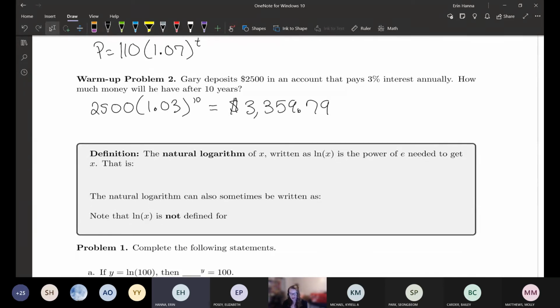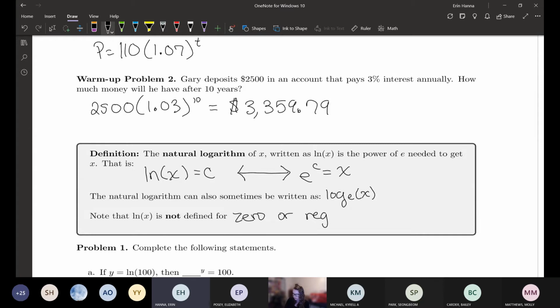So the natural logarithm of x, which is written as ln, that's an L, not a capital I. ln of x is the power of e, so remember e is a number, needed to get x. What that means is if we have the natural log of x equal to some c value, that equivalently means e to the c is equal to x. So it's the power of e needed to get x. The natural logarithm can sometimes also be written as log with a little e and then x. And note that the natural log is not defined for 0 or negative numbers. If on your calculator you try to plug in natural log of 0 or natural log of -2, it'll give you an error message because those don't exist.